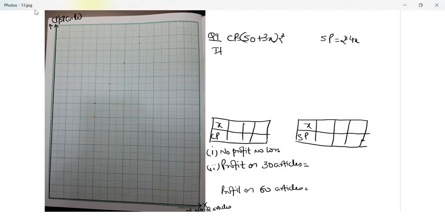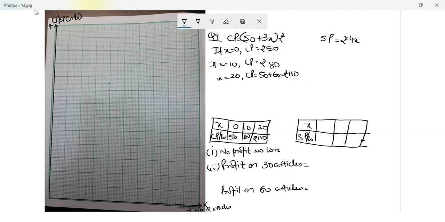So if x is equal to 0, which means no articles are being produced, cost price will be 50 plus 0, that's rupees 50. Now if I'm not producing any articles, why do I still have a cost price? I'll give you some time to think about it. And if x is equal to 10, cost price will be equal to 50 plus 30, that's rupees 80. So that's 10 and 80. And if x is equal to 20, my cost price will be 50 plus 3 into 20, that's 60, that's rupees 110. So 20 articles will cost rupees 110.